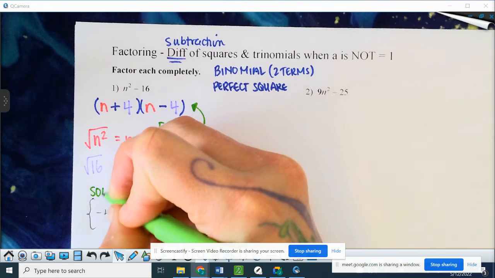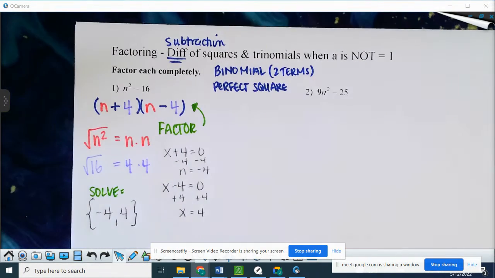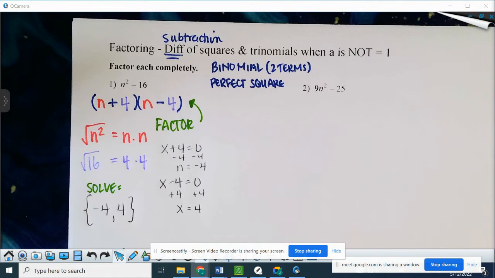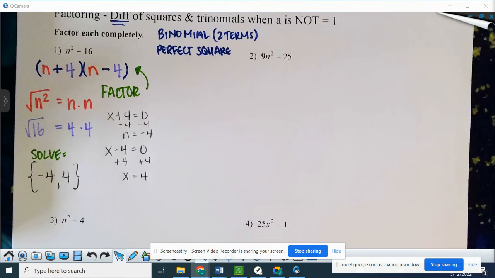So if it says solve, you've got to go all the way to the 0 part. You have to factor to solve first, then keep going. To factor, you can stop right there where you have your parentheses.